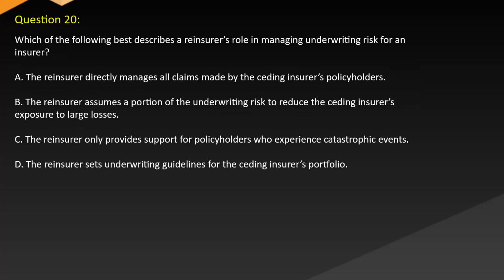Question 20. Which of the following best describes a reinsurer's role in managing underwriting risk for an insurer? A. The reinsurer directly manages all claims made by the ceding insurer's policyholders. B. The reinsurer assumes a portion of the underwriting risk to reduce the ceding insurer's exposure to large losses. C. The reinsurer only provides support for policyholders who experience catastrophic events. D. The reinsurer sets underwriting guidelines for the ceding insurer's portfolio.